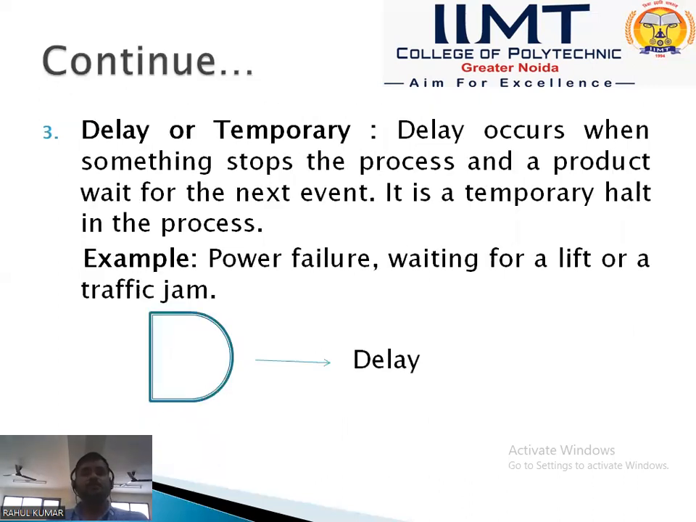Delay or temporary delay. Delay occurs when something stops the process and the product waits for the next event. It is a temporary halt in the process. Basically, delay represents a temporary halt. Temporary means for some time the process has stopped. It is denoted by the symbol D. For example, power failure, waiting for a lift, or a traffic jam. These are examples of delay.